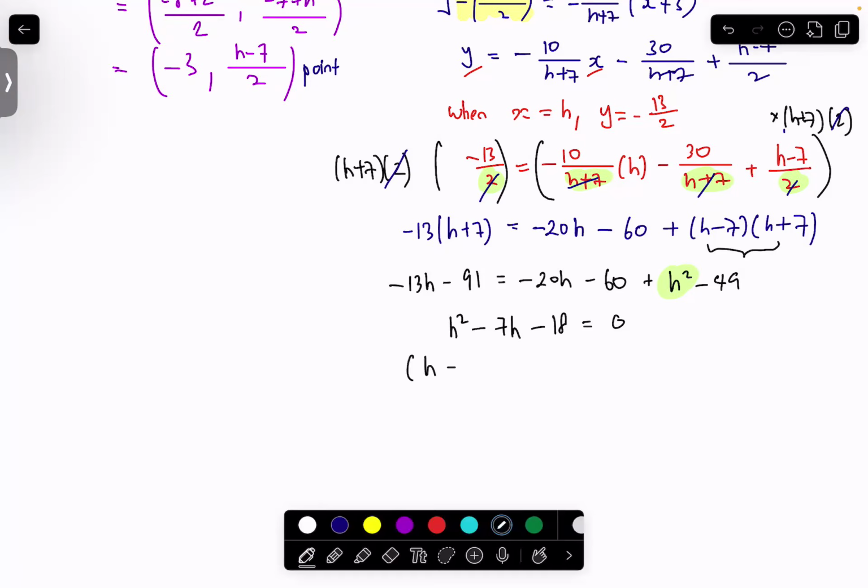So this will factorize into (h - 9)(h + 2) = 0. So h equals -2, h equals 9. Okay, my possible values of h.